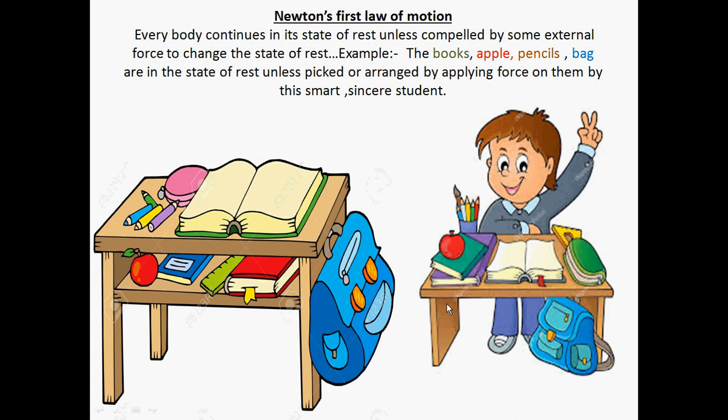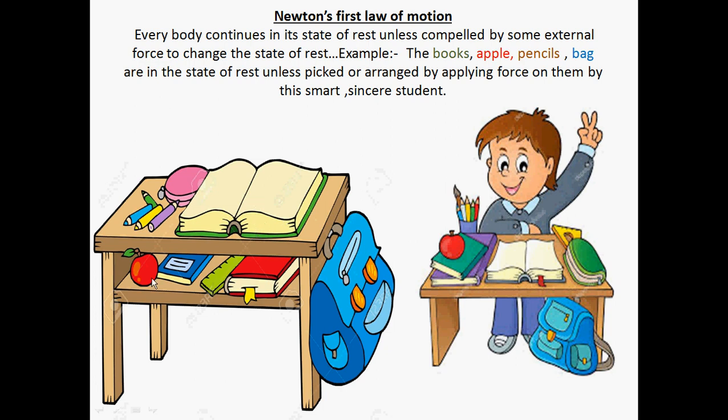So students, this table has a book, an apple, a scale and a pen, and even a bag is hanging from this table. Initially, everything in this room, the room of this child, was at rest. When this very energetic and enthusiastic student came into the room, everything got energized. That means he changed the state of rest of this book.